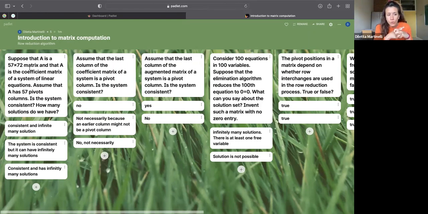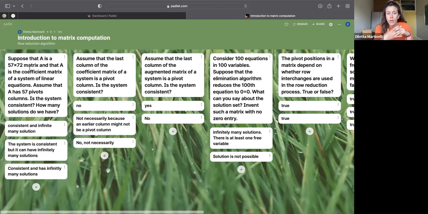And how many solutions? It's correct. There are infinitely many solutions because we have 72 columns and only 57 rows. So it means that necessarily there are columns that are not pivot columns. And this would correspond to free variables.